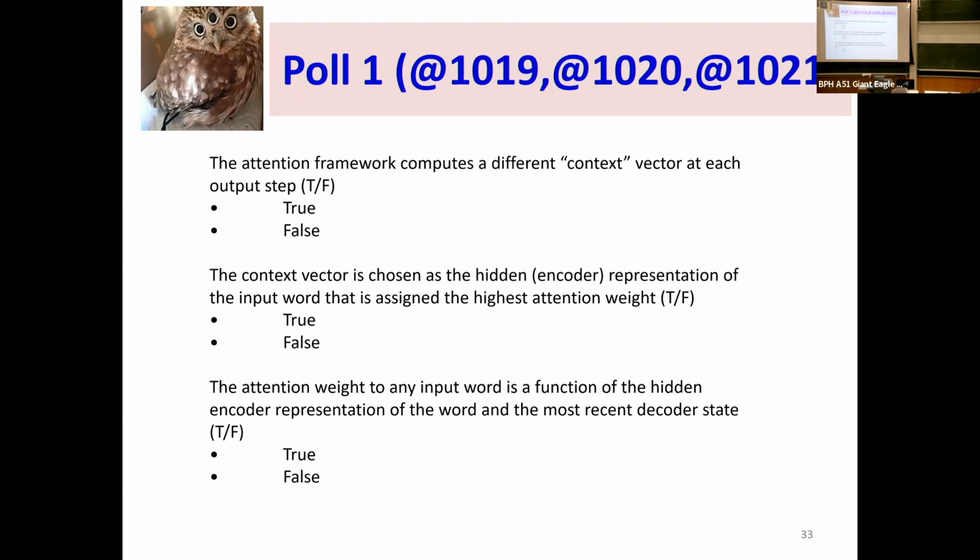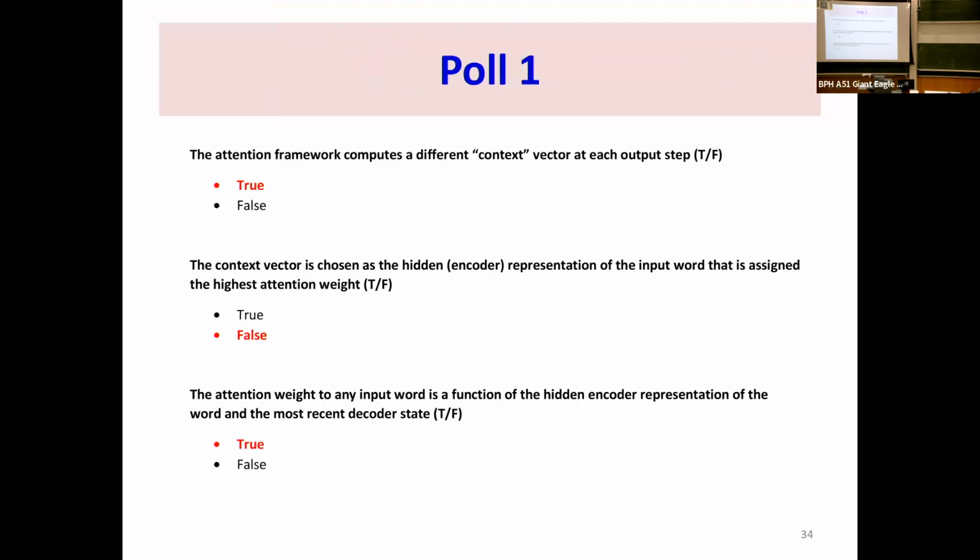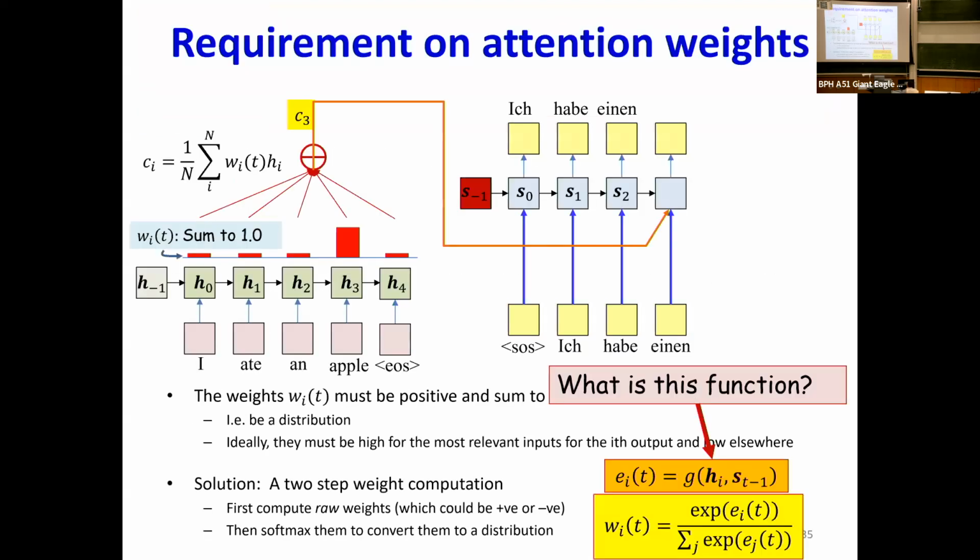And then the attention weight to any input word is a function of the hidden encoder state representation of the word and the most recent decoder state. It's true the way I've defined it, but if I go back to the way I have it on the board, it could be a function of more than that, right? Whatever information you've currently got available. Anyway, we are good with understanding what we have over here.